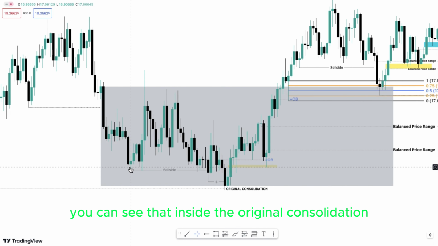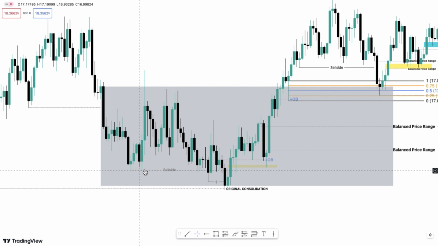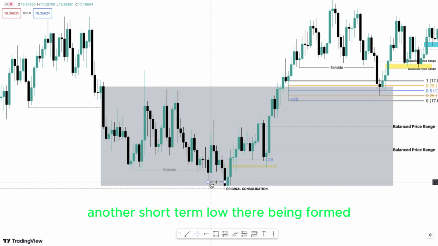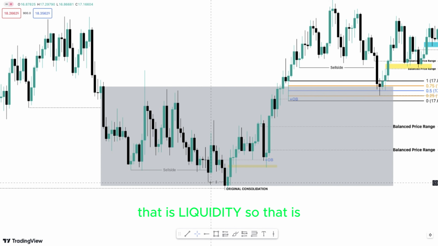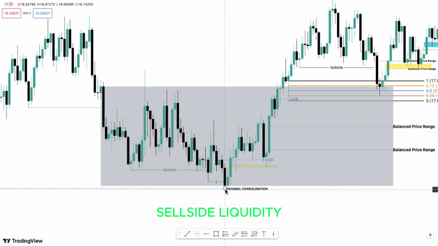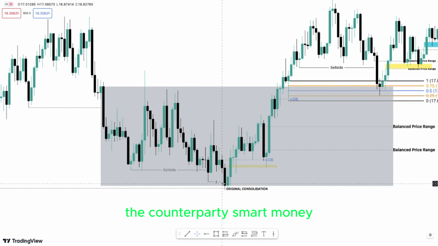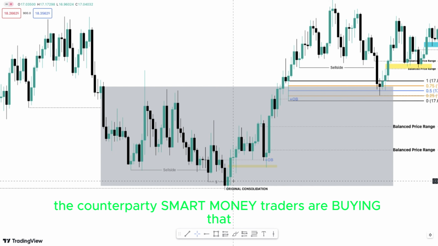Then obviously you can see that inside the original consolidation, there's a low that gets formed there, equal lows. Price traced through the equal lows. Another short-term low there being formed, price takes that. So as you can see, I'm trying to show you that is liquidity. There's a lot of orders resting below that low there. Sell side liquidity. Price will trade through the sell side liquidity, engage with the short stops, so that the counterparty, smart money, when retail is selling that on a breakout, when the breakout artist is selling that, the counterparty, smart money traders, are buying that.